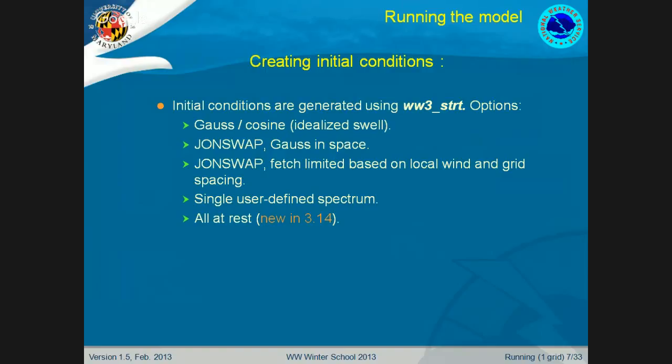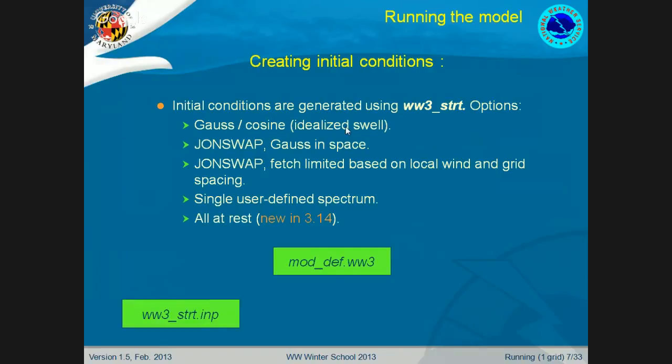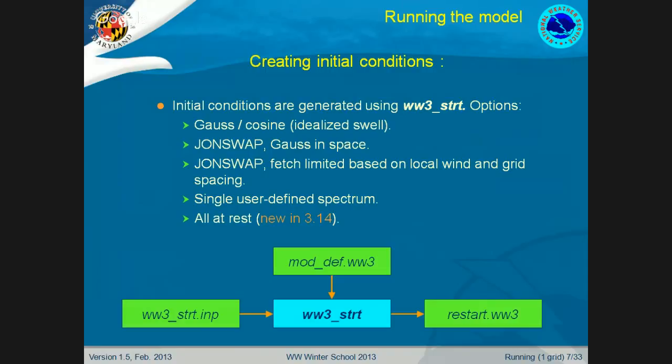Okay, so the model needs to have some initial conditions. You don't have to run it. If you don't run this program for initial condition, it starts from no waves anywhere. So you can start from a flat sea, or you can give it some initial conditions like a JONSWAP spectrum or a Gaussian spectrum in space and time, and all that stuff. This is done by W3 STRT, and as a result, that will produce a file called restart.w3.